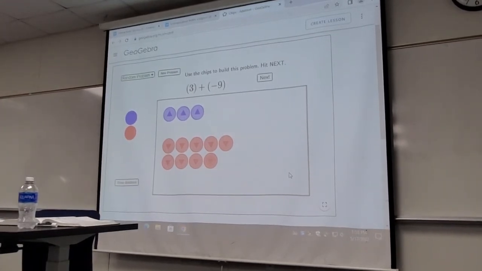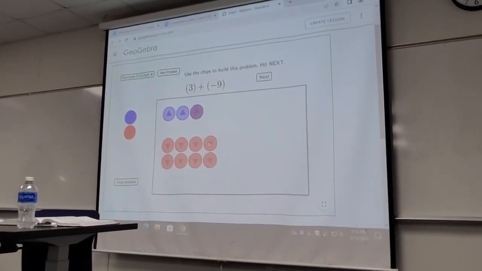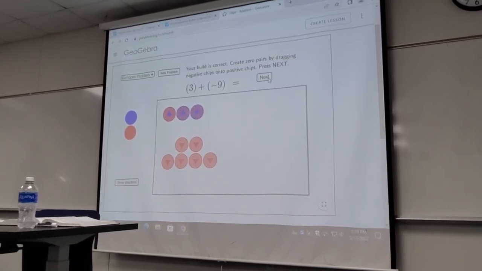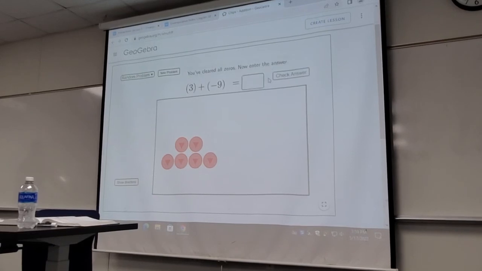This one is obviously going to have manipulatives, right? We're going to put them together. So if I drag this on top, what's happening here? I just made my pairs. They kill each other. And now I just count 1, 2, 3, 4, 5, 6, negative 6.